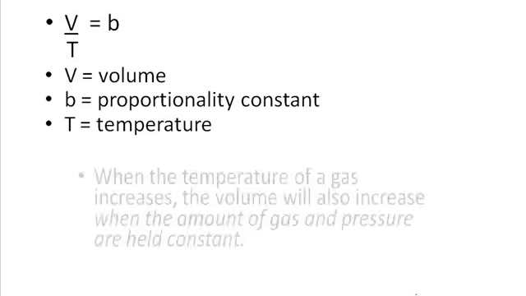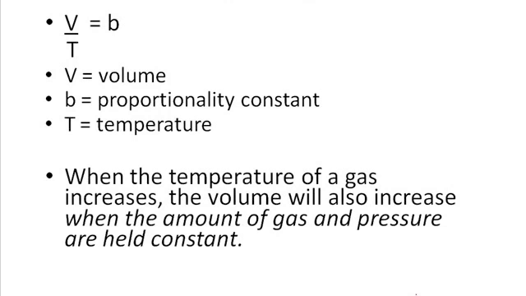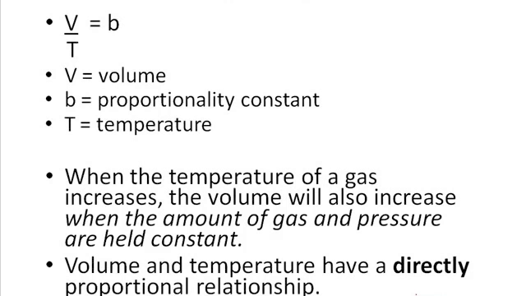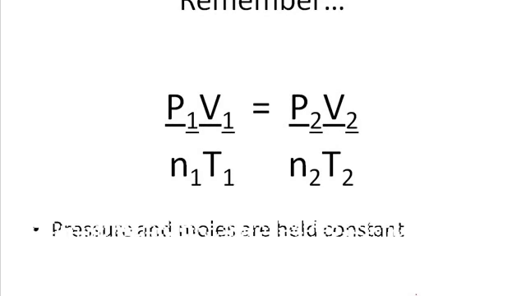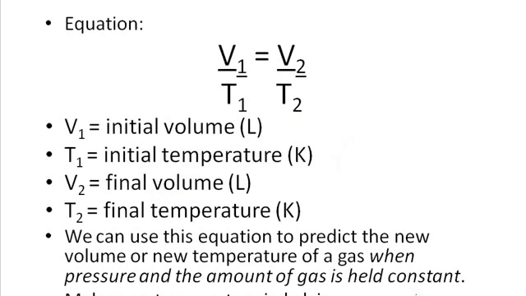Charles' law. Charles' law looks like this, and it relates to obviously volume and temperature. So, how are they related? Well, when temperature of a gas increases, the volume will also increase when the amount of gas and pressure are held constant. This means volume and temperature are directly proportional. So, remember, any variables that are constant, cross out. So pressure and moles are held constant, so we cross those out. So there's our equation. V1 over T1 equals V2 over T2.